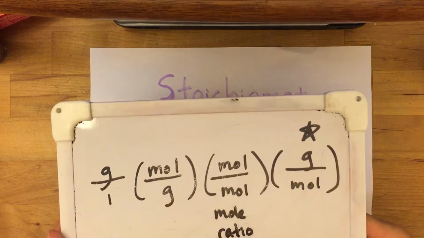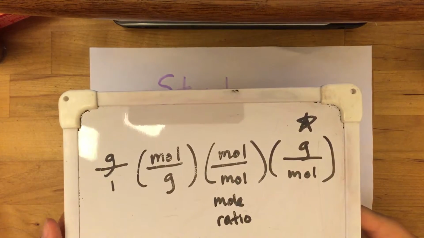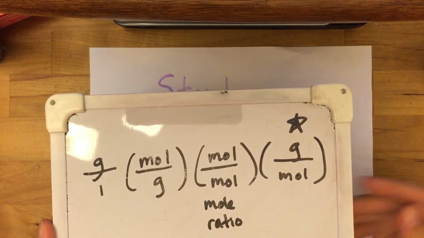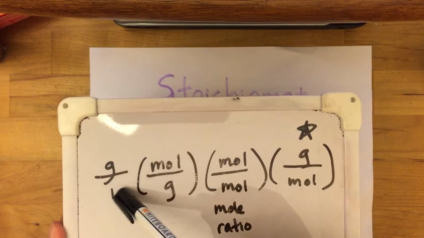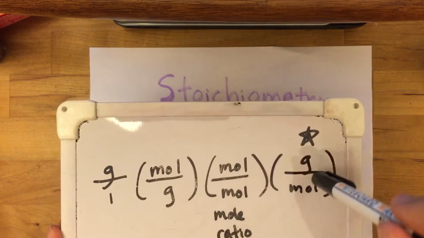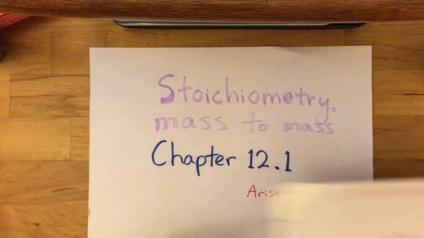When converting grams of something to grams of another chemical compound in the balanced equation, it should always look like this. You start with grams, and then moles over grams, and moles over moles, which is the mole ratio, and then grams over moles.